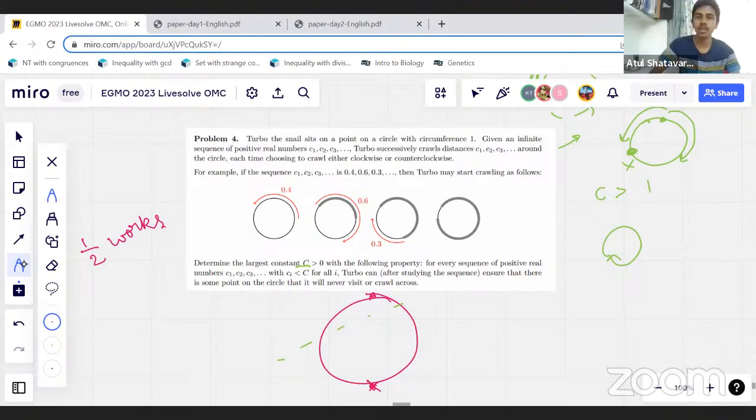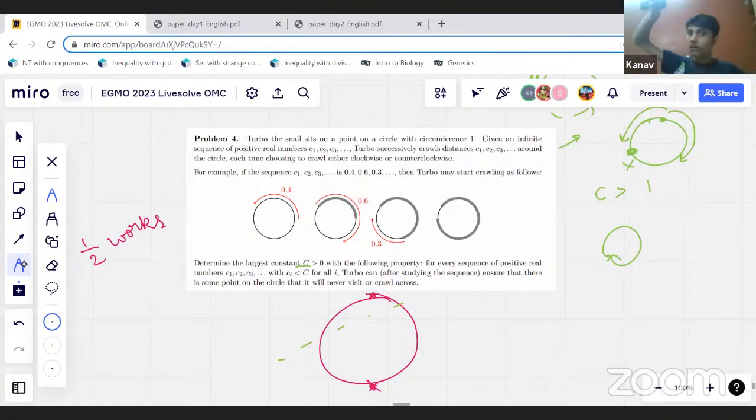Yeah, so that should work. But it's the largest constant. Wait, also, why must C be less than 1? Yeah, if C is 3/4, it travels clockwise and then goes anti-clockwise. Yeah, but I don't need to put all C. Yeah, you can put things smaller than C. Yes, that is what I was saying. So is it just enough to show that?